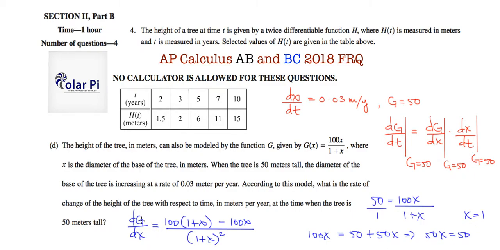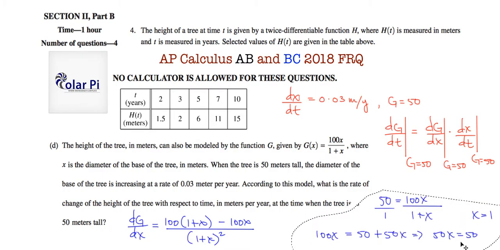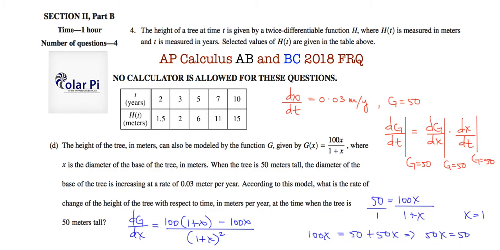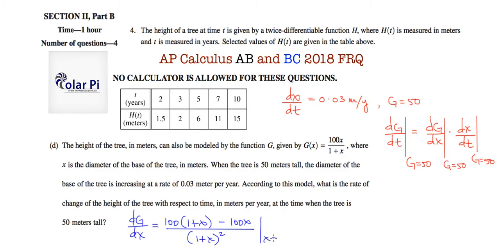So to figure out dg/dx when g is 50, we just need to evaluate this when x is equal to 1. Okay, cool. That should be clear. So we evaluate this at x equals 1, which is equivalent to g equals 50, right?